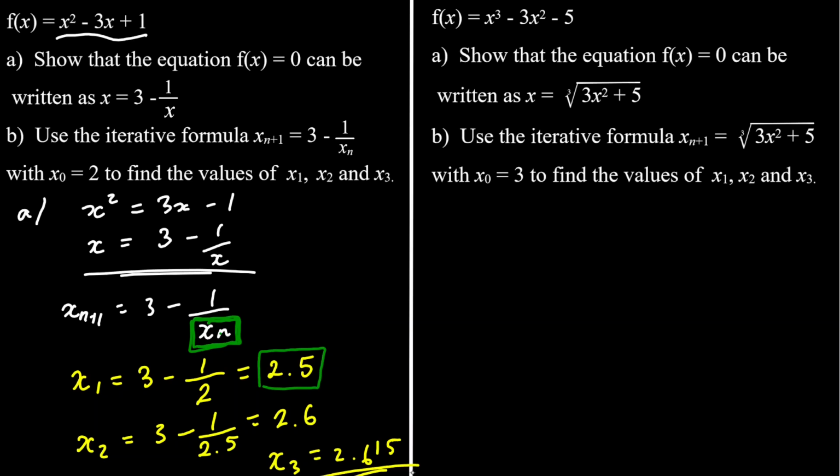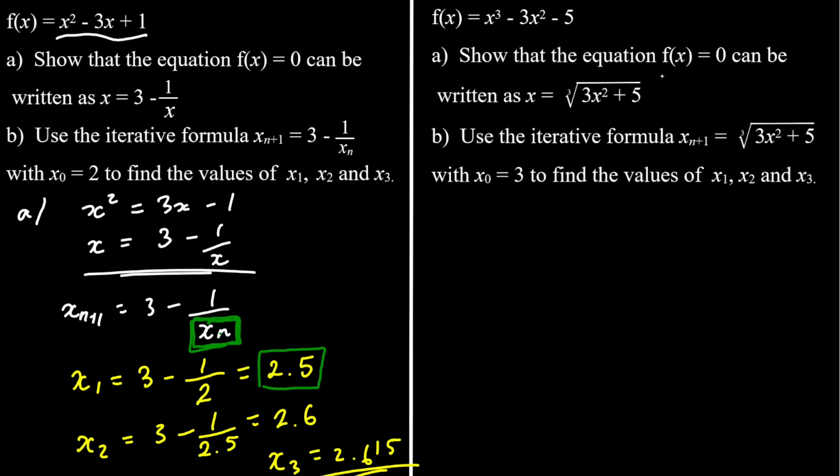One for you to try. See if you can give it a go. So we've got f of x is x cubed minus 3x squared minus 5. We need to show that the equation f of x equals 0 can be written as x equals the cube root of 3x squared plus 5.